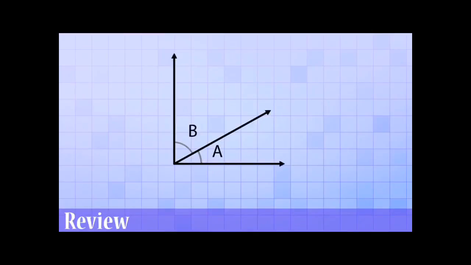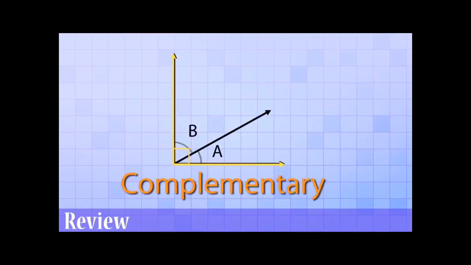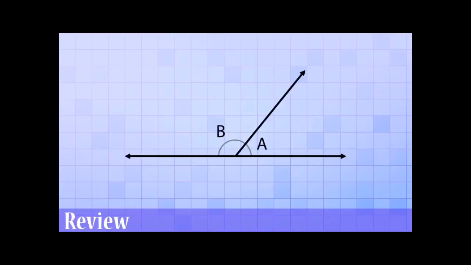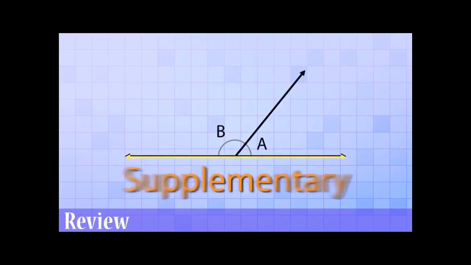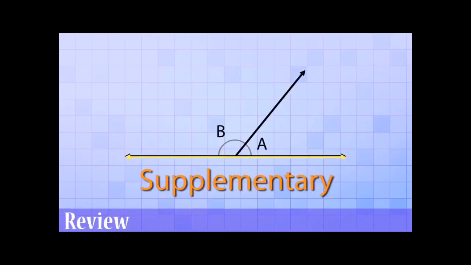Two angles that combine to form a right angle are called complementary angles. Two angles that combine to form a straight angle are called supplementary angles.